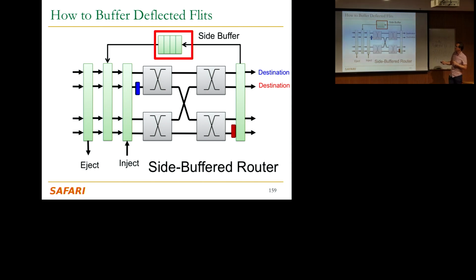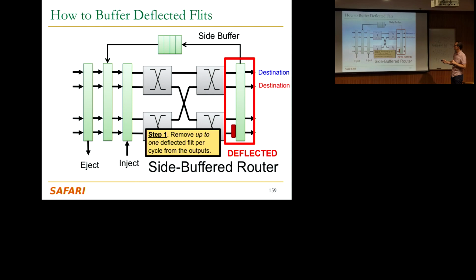In the next cycle, basically it gets from the side buffer. Sorry, let me go back. The same scenario as before. Now we have a side buffer. This one is supposed to get deflected. This one gets its destination. But this last one doesn't get deflected, it goes into the side buffer.